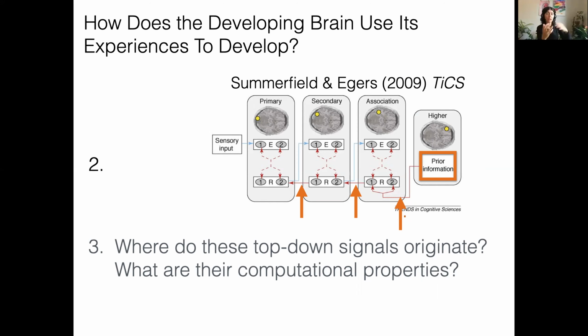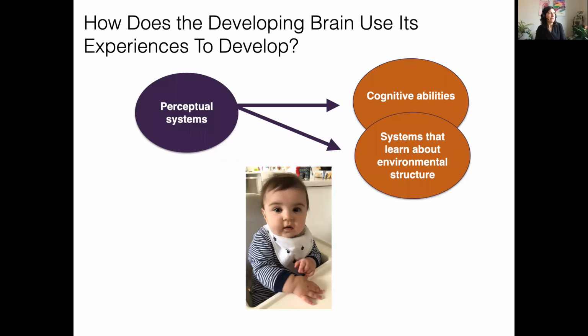And there's this interplay between feed forward and feedback dynamically that allows the brain to respond predictively, to both learn about the environment and respond in its sensory processing as well. So this was our working model, and we're instantiating it in young babies in this way, where we have perceptual systems on one hand, and we have cognitive abilities and systems that learn about environmental structure on the other.